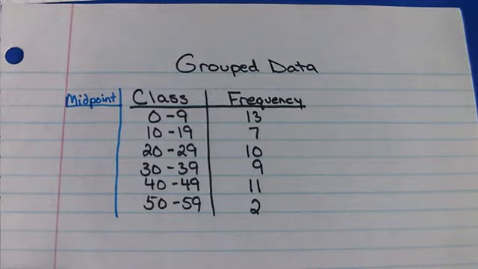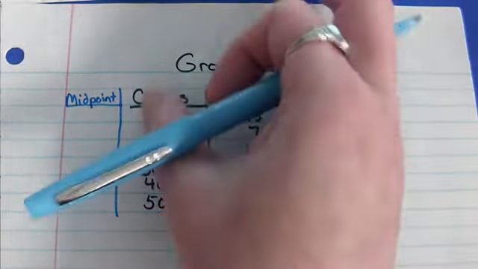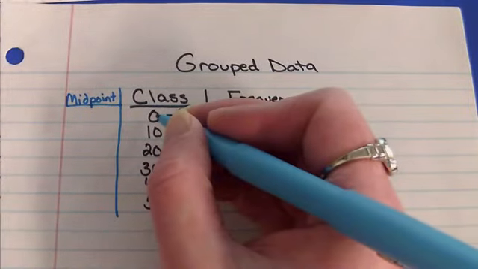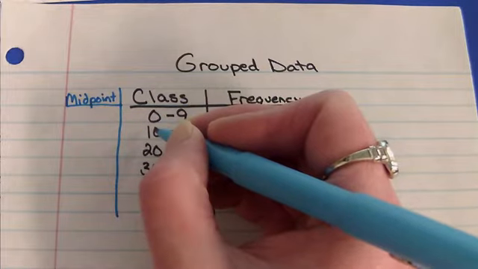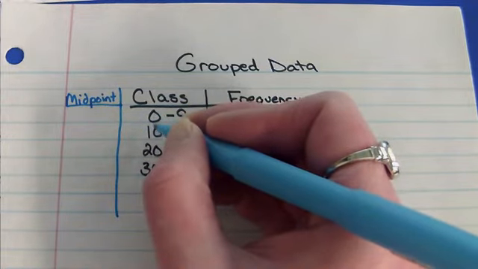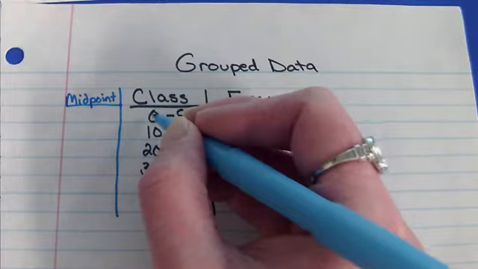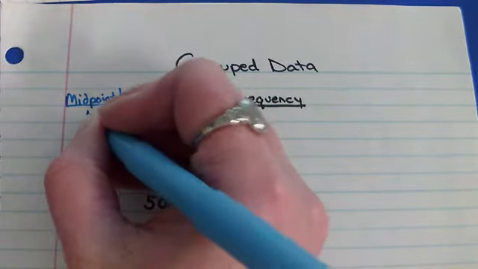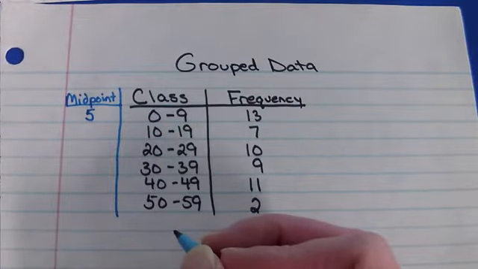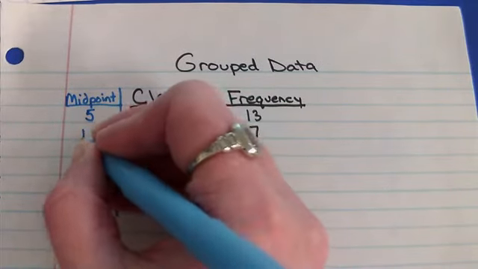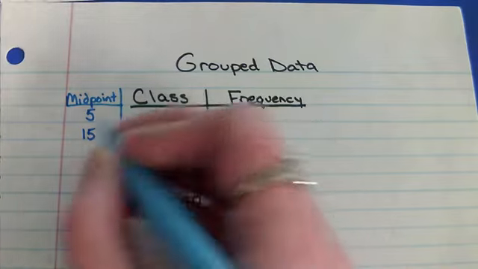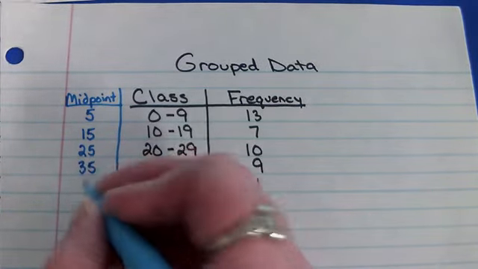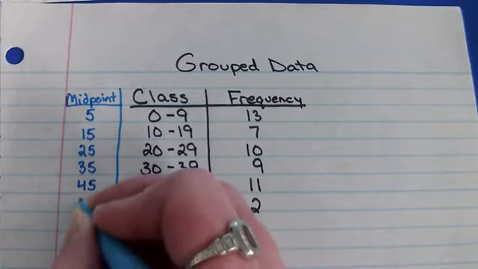Now, the way to find the midpoint is we're going to be looking at these lower limits. From 0 to the next lower limit, the average of those is going to be the midpoint for the first class. So 0 to 10, the midpoint is a 5. 10 to 20, the midpoint is a 15. This would be a 25, 35, 45, and this would be a 55.